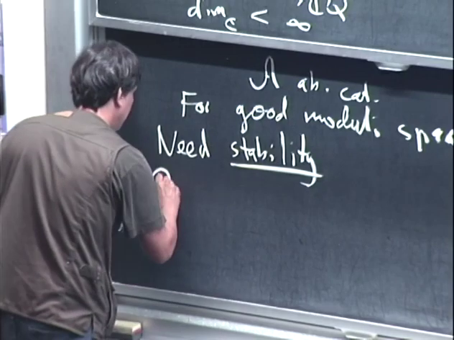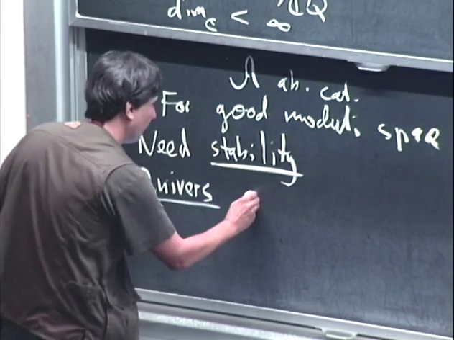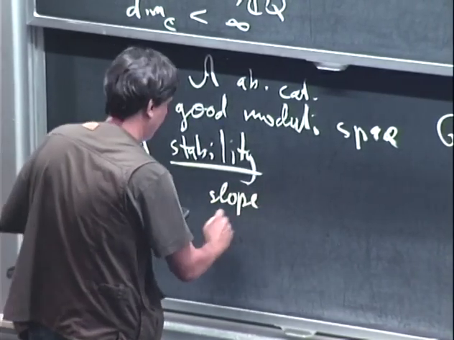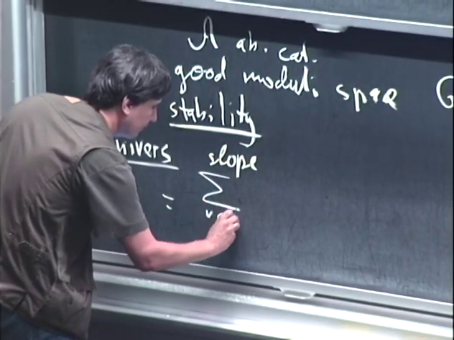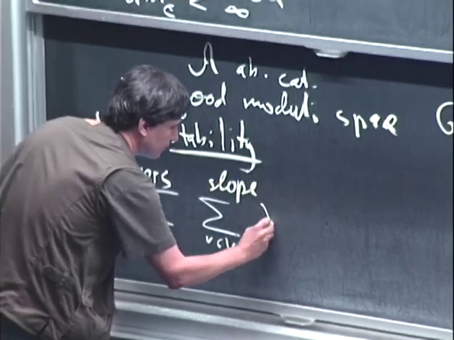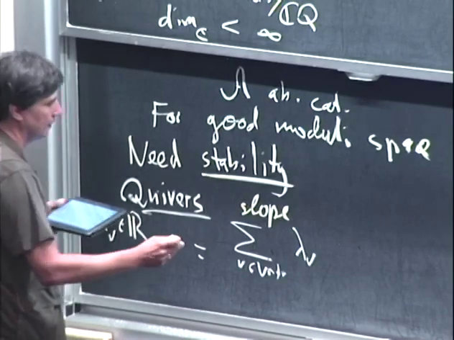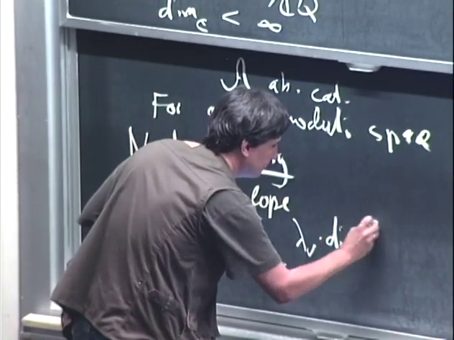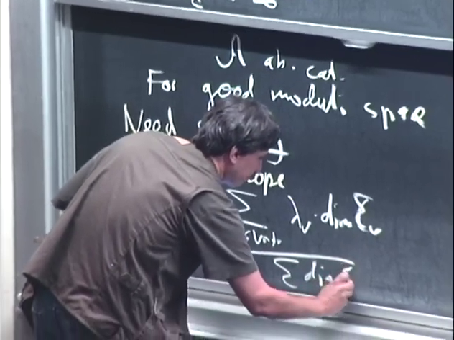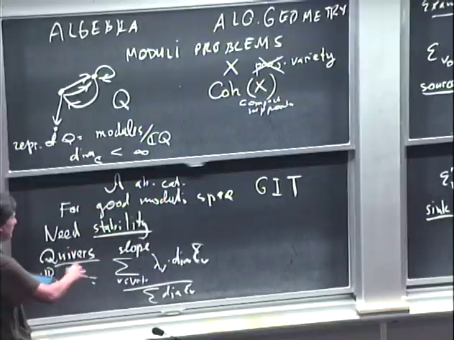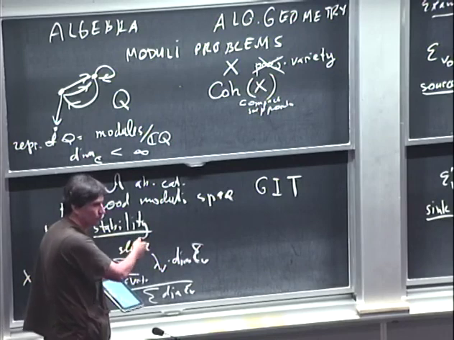And for quivers, one kind of measures stability by some kind of slope of a representation. And slope is something like this. You take the sum over all vertices of your quiver. You get a certain number: lambda v, real or rational numbers, multiplied by the dimension of the representation at the point v, divided by the total sum of dimensions. And you're interested in representations with a certain slope which don't contain a subrepresentation with a larger or smaller slope.